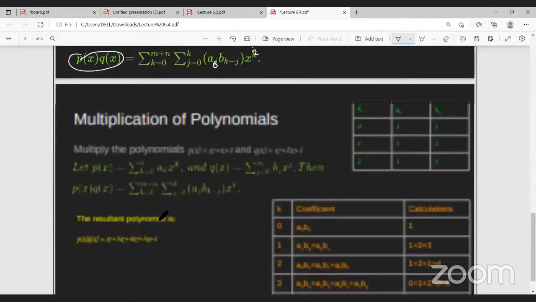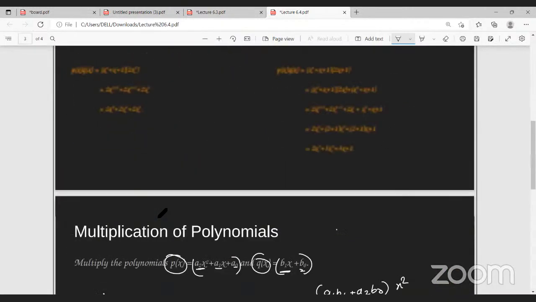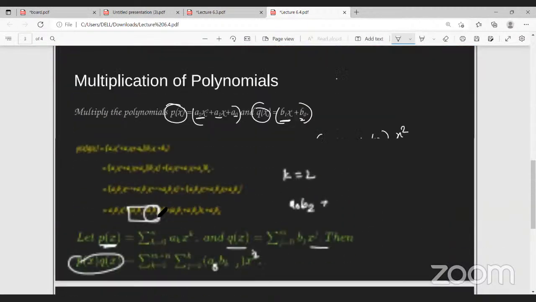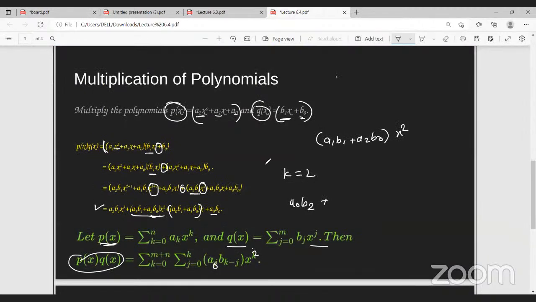Okay, got it, sir. So you can explain the general form, sir. I don't understand the general form. The general form is derived from this only. You can simply put values here, say m equals 2, n equals 2, and you will get the same expression, this one. So can you give an example, sir?